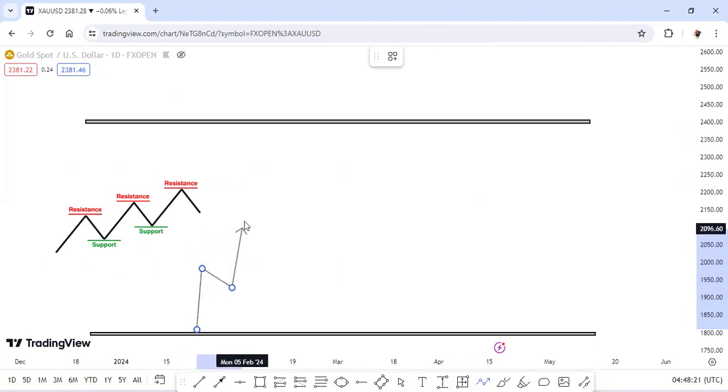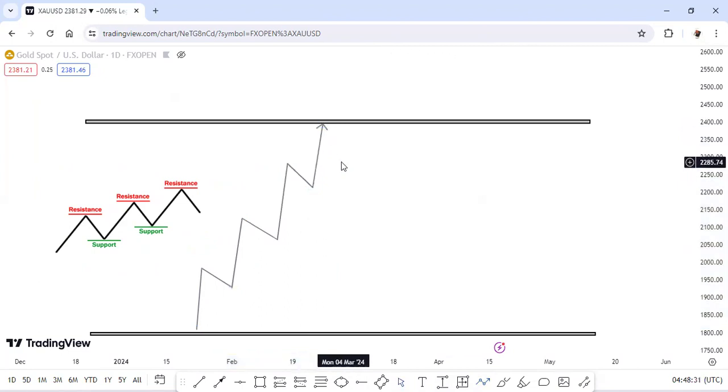I have no problem with that. You can always sell when the market is at a resistance zone. But what you have to look for is the price action into the resistance zone. The price action into the resistance zone is what will tell you if this resistance will hold or not.